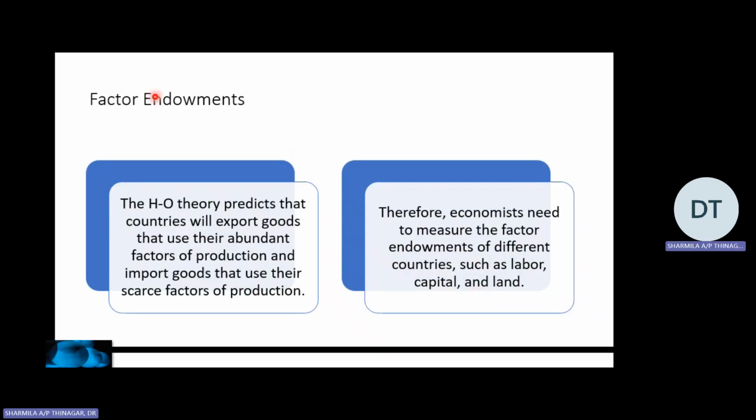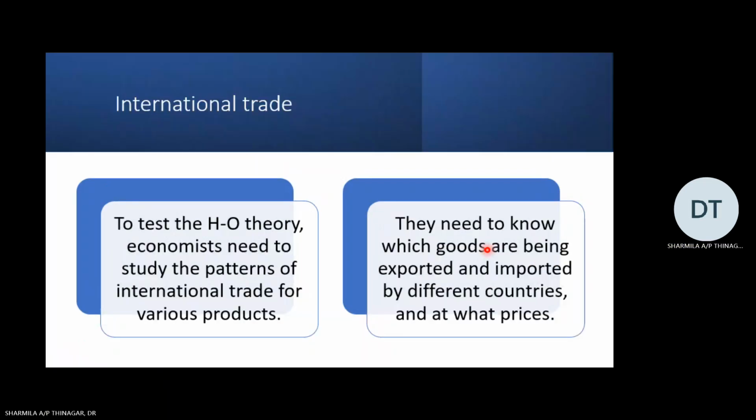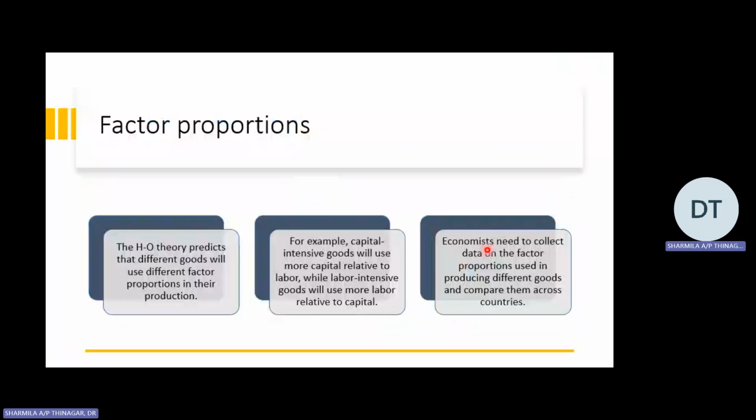When we want to measure this factor endowment, the availability of factors in the country, you can look into the labor, the number of labor, the capital which is available, and the land which is available also. So you can identify it based on these three factors. The others you can read by yourself. So this is overall under this fourth chapter, the theories. I have highlighted all the important theories here.